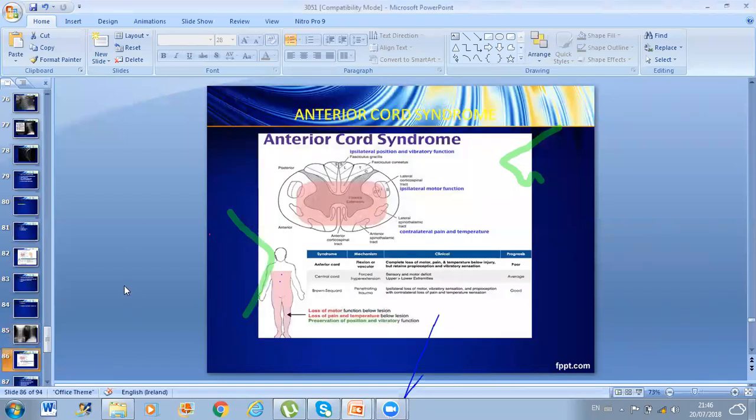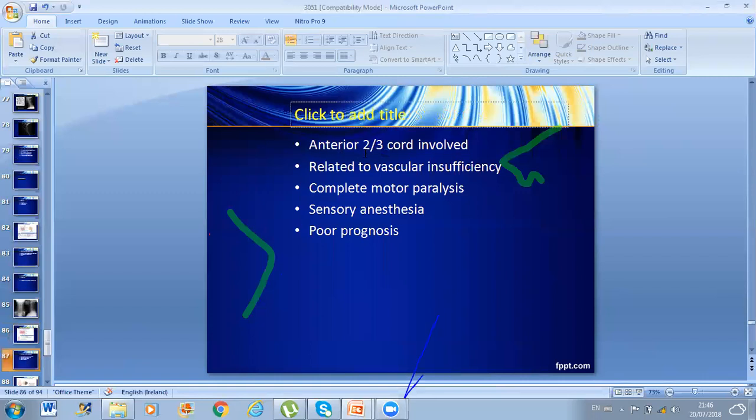So what is this anterior cord syndrome? Okay, this anterior cord syndrome is always with vascular compromise, the vertebral artery involvement, and there is complete loss of motor, pain, and temperature below the injury, but retained proprioception and vibration. Okay, you do not have to remember it that much, but you have to remember that the anterior two-thirds of the cord is involved, related to vascular insufficiency. There is a complete motor paralysis, there is sensory anesthesia, and there is a poor prognosis.